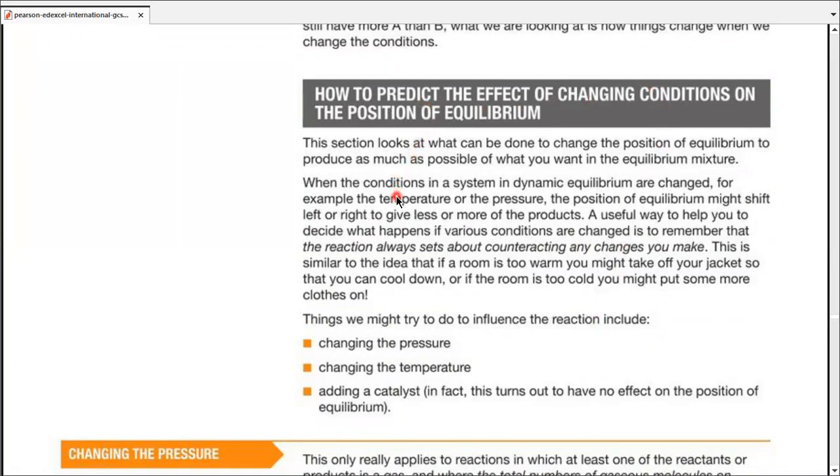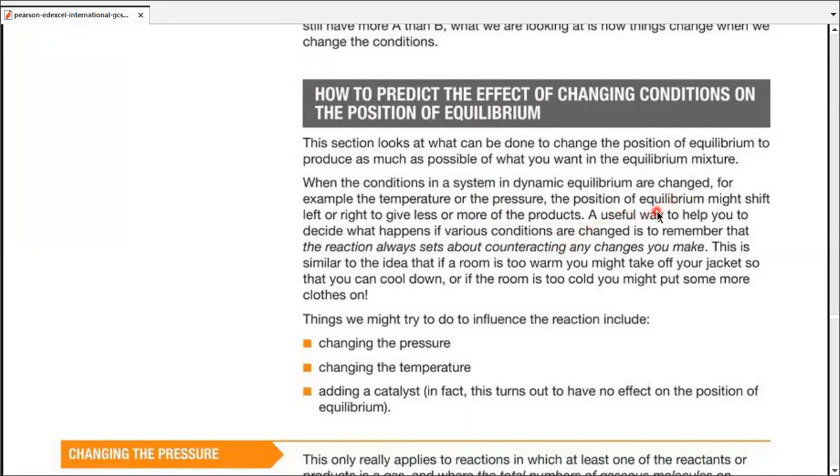Now, let's discuss that. When the conditions of a system in a dynamic equilibrium are changed, let's say temperature or pressure or any other changes, it may be concentration of reactants, it may be concentration of products, it may be adding a catalyst. We have considered like 4 to 5 different sets of conditions in the previous topic, right? So when we do that, the position of equilibrium might shift.